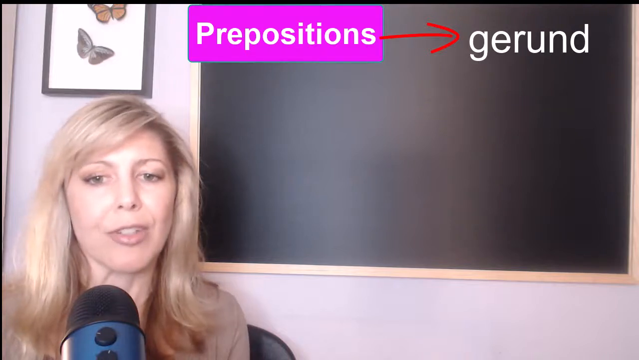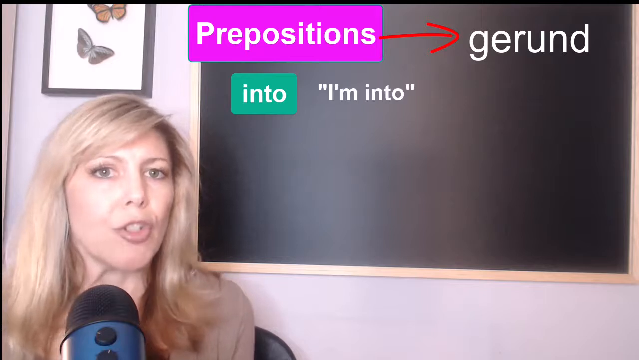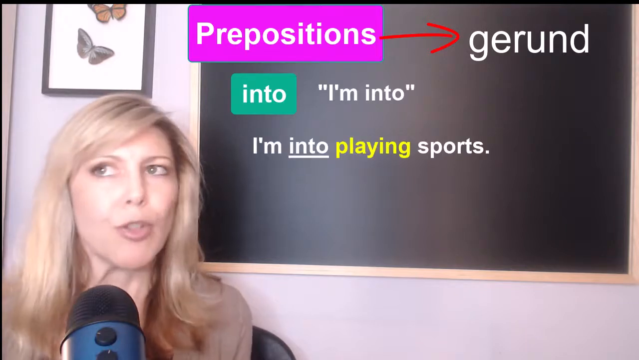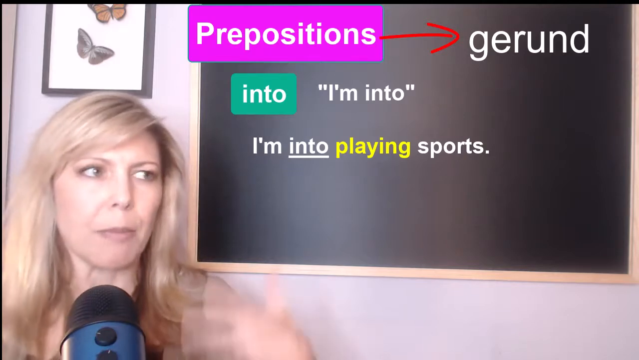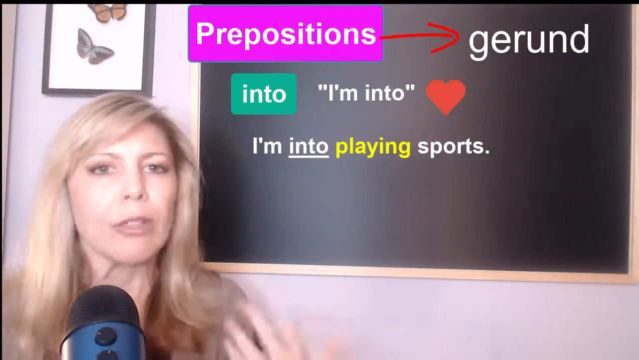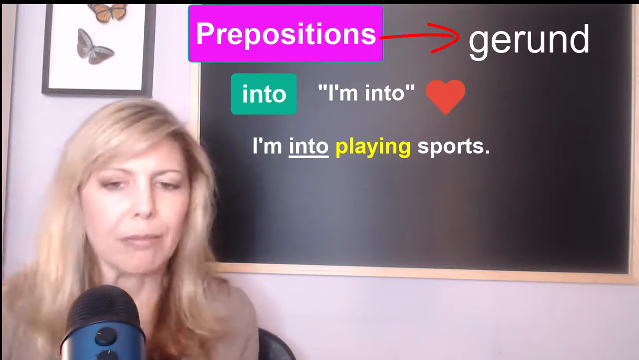So let's look at our first example. Into. So what if you say, I'm into something? I'm into playing sports. When you say I'm into, that's kind of like an expression that means I really like something. I really like to do something. It's like saying I enjoy something.